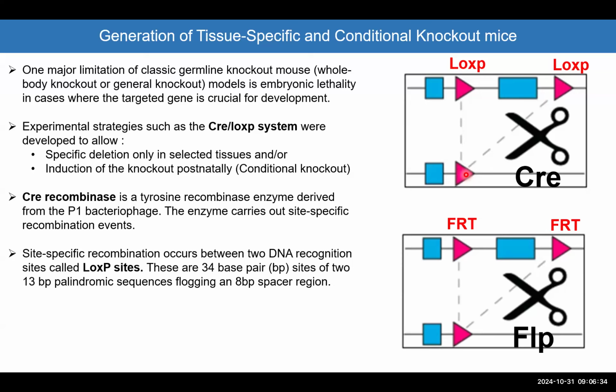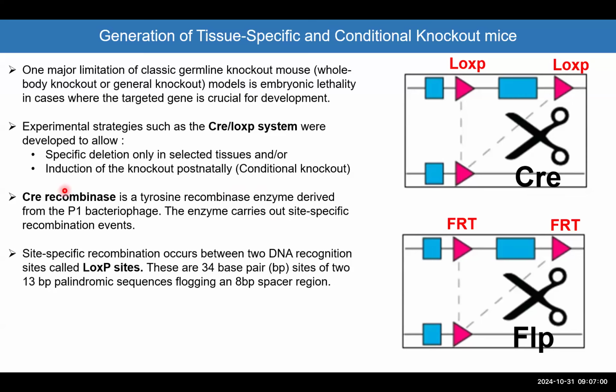So this is a very elegant system in order to delete genes. The components are the Cre recombinase, which is a tyrosine recombinase. It's derived from bacteriophages. And the Cre recombinase recognizes very, very specific sites to perform the recombination process.